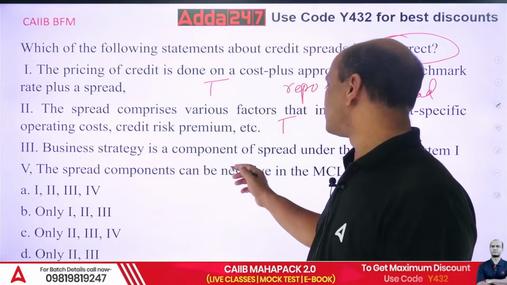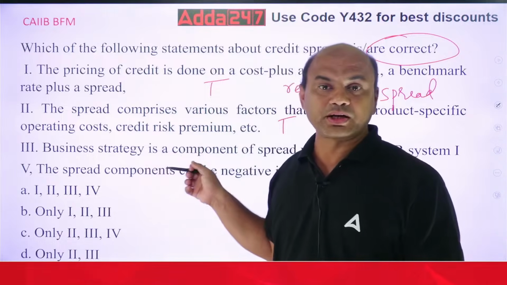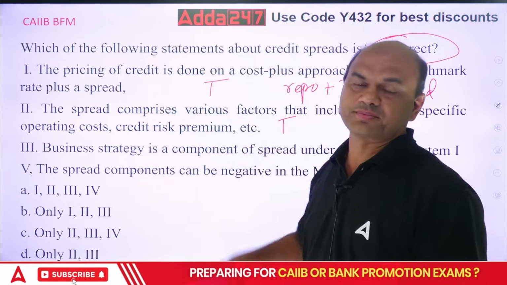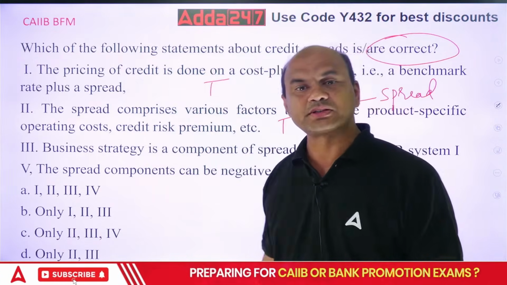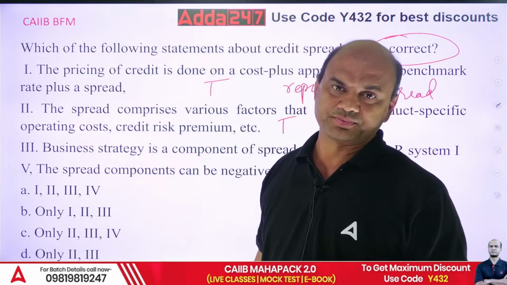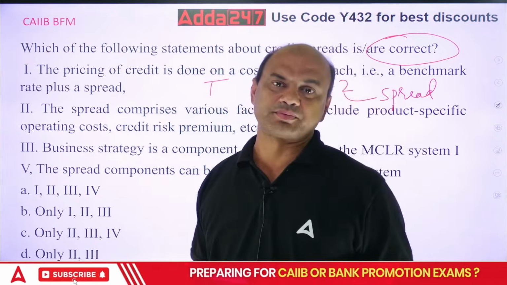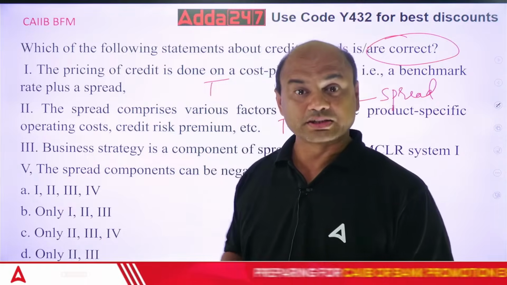Business strategy is a component of spread under MCLR. So what do you mean by business strategy? Business strategy means your business model. Your business model should be such that you must get some profit. So that's a part of MCLR.